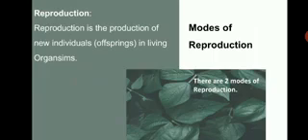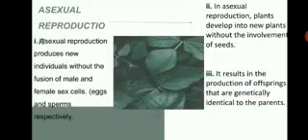And now it's about the modes of reproduction in plants. There are two modes of reproduction in plants. One is asexual reproduction and the other is sexual reproduction. First we will discuss asexual reproduction.